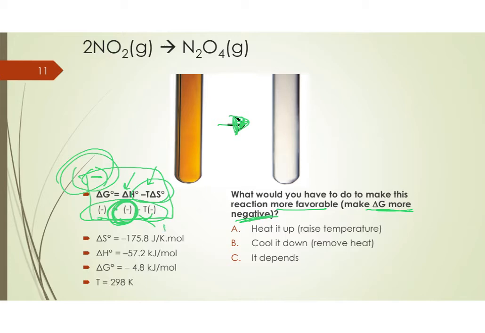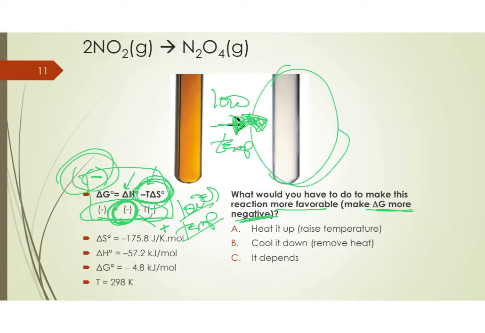Mathematically speaking, two negatives make a positive. We want to make this term as small as possible because it's hurting things. How do we do that? By using a lower temperature. Okay? So lower temperatures will favor the reaction moving in this direction. And that's why in the fall and winter you rarely, if ever, see smog, because the N2O4 product is favored under low temps.